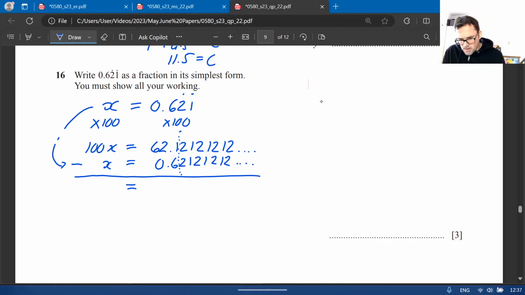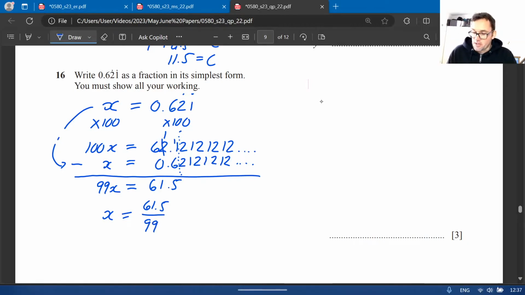We need to do 1 minus 6. So we borrow a 1 from there, put it there. 11 minus 6 is 5. 1 minus 0 is 1. Now we've got a terminating decimal. That was our whole mission from the start. Let's do the same on the left. 100x minus 1 will give us 99x. So that means x is 61.5 divided by 99. Excellent.